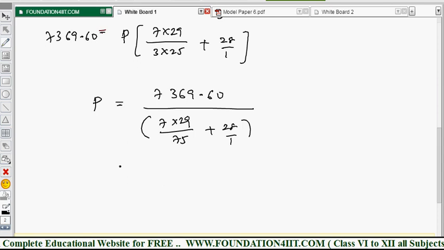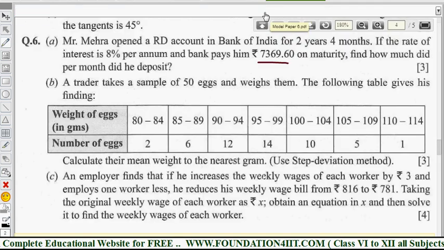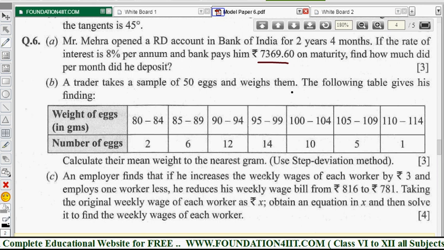You get approximately the value of P as 240. So just try to do the calculations. So then monthly installment is equal to rupees 240. You simplify and cancel this. So 240 is the monthly installment. This is about this question. Now see the next one.